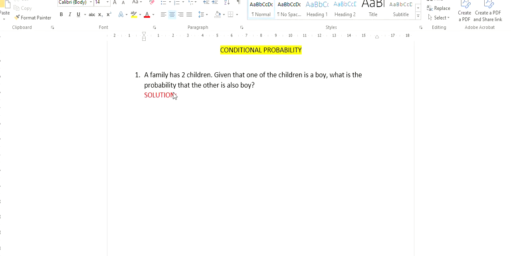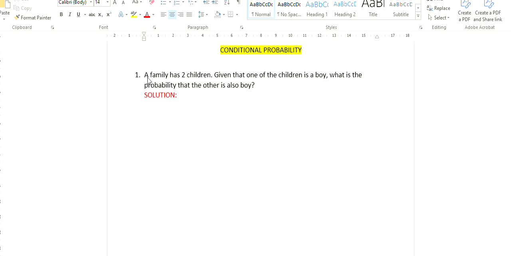So here is a problem based on conditional probability. First you need to identify whether it is a conditional probability or a general probability. For identification, they will give one condition, that one of the children is a boy. One thing is confirmed, another thing is not confirmed. That means it is a conditional probability. If this is not given, then you can solve it as a normal probability problem.